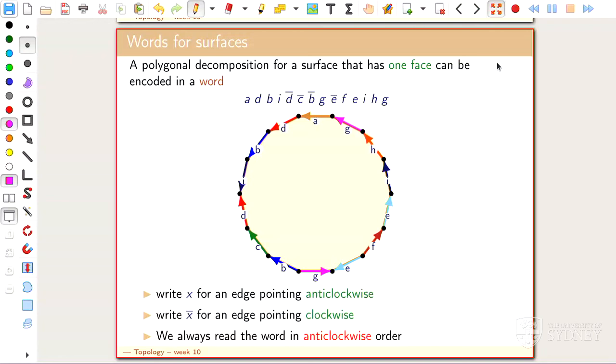You just read off a word, and the word encodes quite a lot of information already about the surface. And that's another step of reduction. The polygon is a two-dimensional object, but the word is just a line, just a string. So it's in some sense a one-dimensional object. So it's a reduction of the problem to a slightly smaller thing.